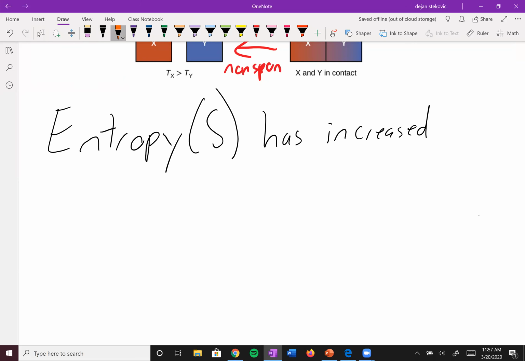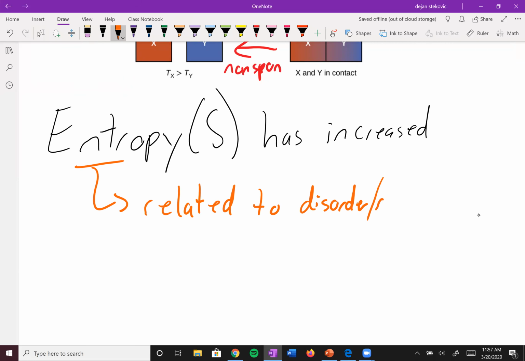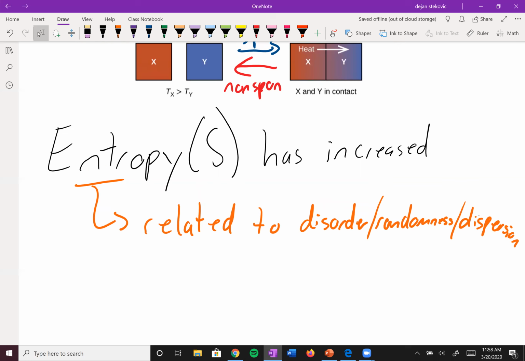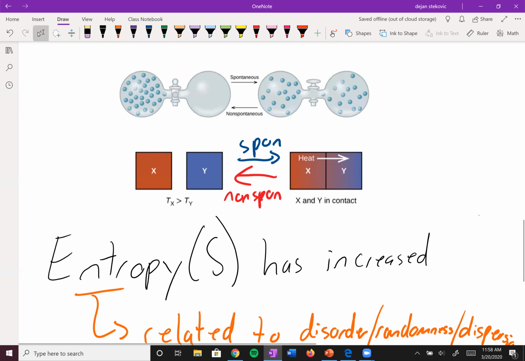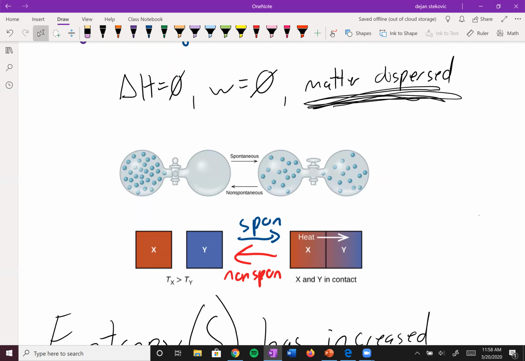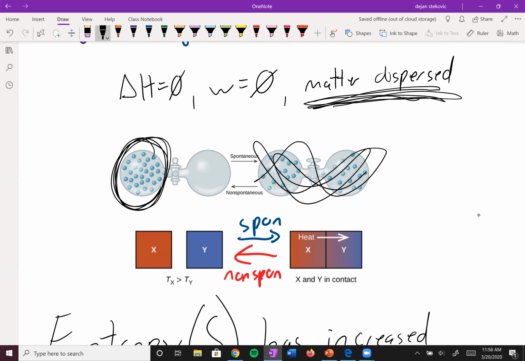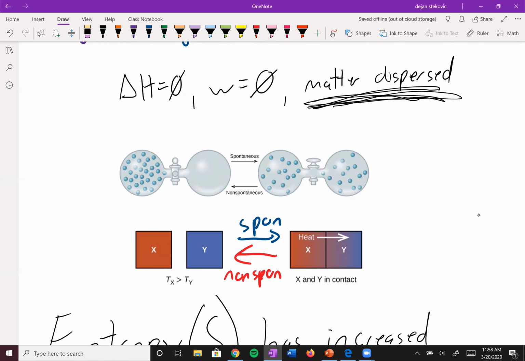We'll get to the strict definition in a bit here. But for now, we're just going to say that entropy is related to disorder, randomness, dispersal. Dispersion, I guess. So things want to get towards a more disordered state, a more random state, a more dispersed state. These gases don't want to be all organized on one side. They want to be randomly floating around on both sides.